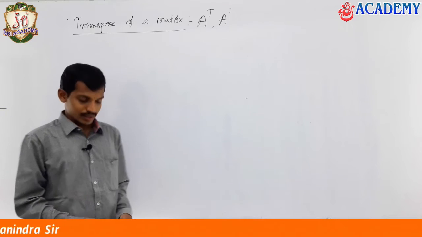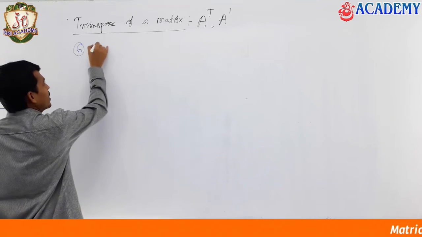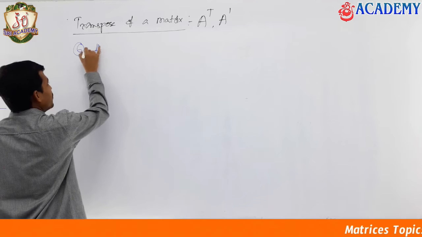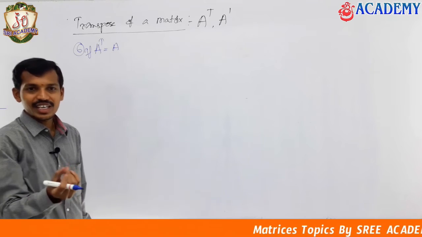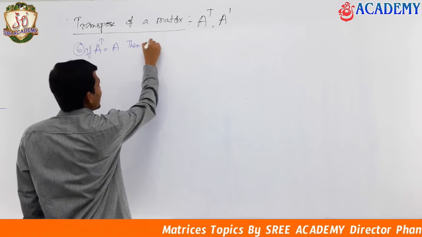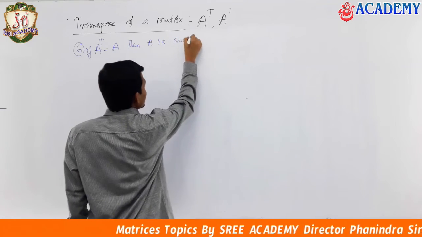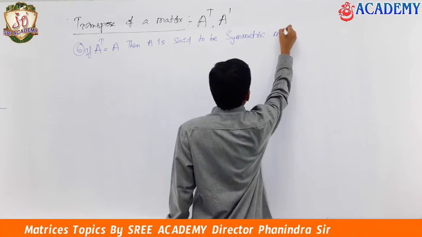Now, 6th property: if A transpose equals A, then A is said to be a symmetric matrix.